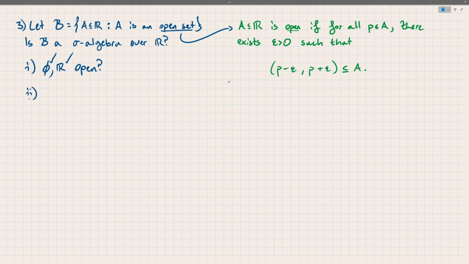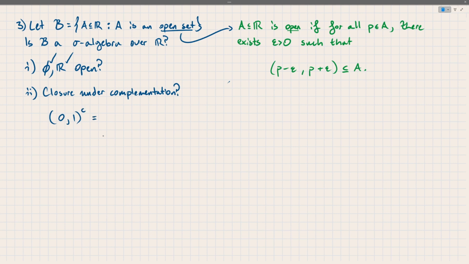And it fails at the second condition. You can probably already see it. Is the complement of an open set an open set? So, closure under complementation. Okay, is this set closed under complementation? Obviously not. Let's take any open set, right? You can just take 0, 1. This is an open set. Is its complement open? No.